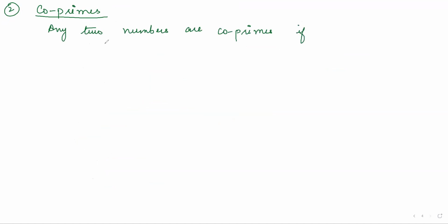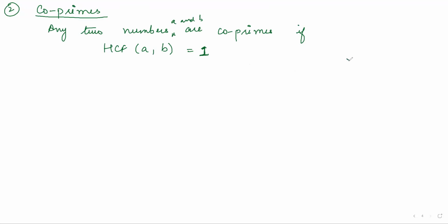Now, the second topic of this chapter is, you should know what are co-primes, right? This is an important term. You will use it in proofs also. What are co-primes? Any two numbers are co-primes if HCF of these two numbers, let's say a and b, is equal to 1. What does it mean? They have no common factor apart from 1. HCF is the highest common factor. I mean, there's nothing common between them. See, 1 is always common between any numbers, isn't it?